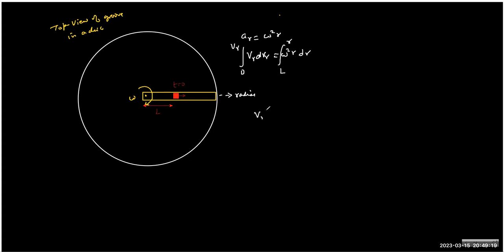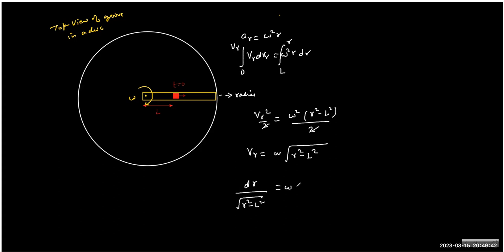So this will become omega square, and V_R turns out to be omega root of R square minus L square. And this is the same as dr by dt. So this is again L to R. And this is a slightly difficult integration for you guys. So dr by root of r square minus L square, to solve this question, we have to write r equals L sec theta.